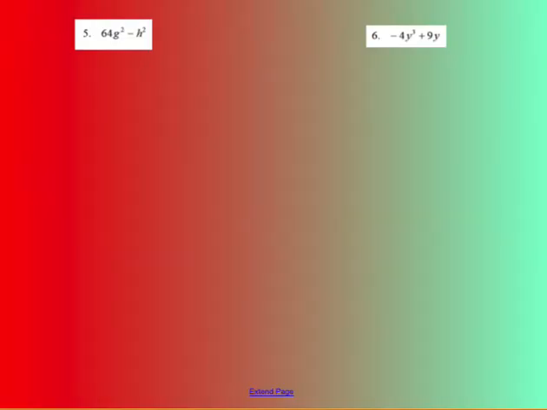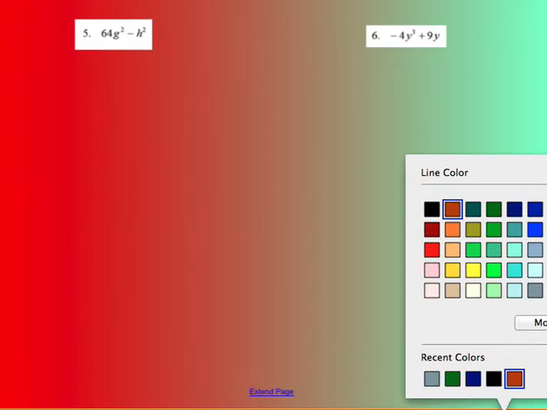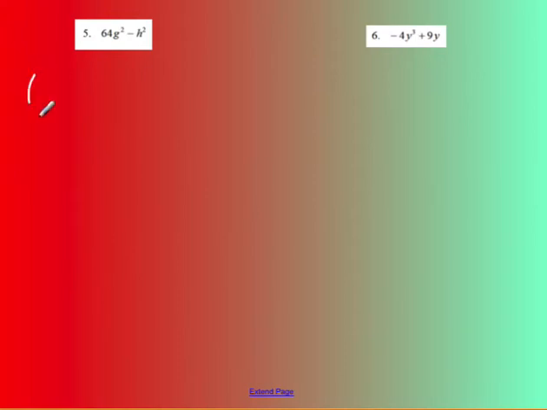All right, let's take a look at number 5. I noticed for number 5, 64 is a perfect square, g squared is a perfect square, and h squared is a perfect square. So I can go ahead and set up my parentheses. I'm going to take the square root of the first term and the square root of the second term. The square root of 64 is 8. Remember, I put a plus in one and a minus in the other. So I'm going to put an 8 in the first spot of each parenthesis.